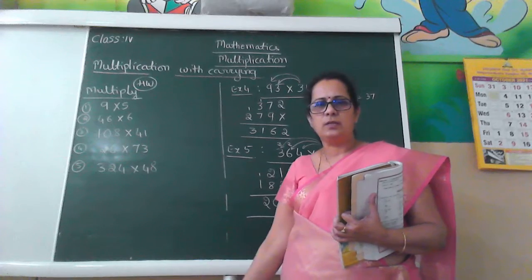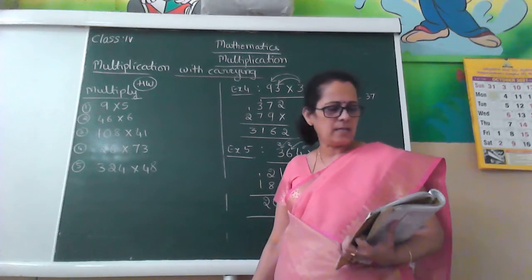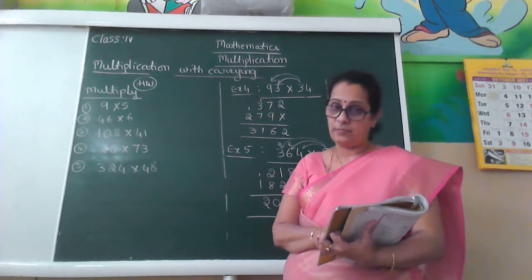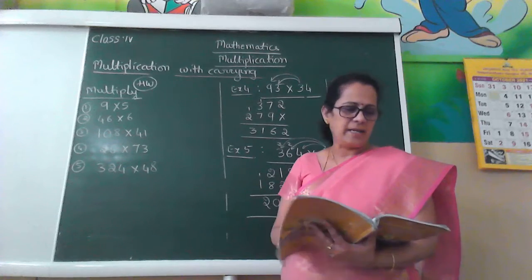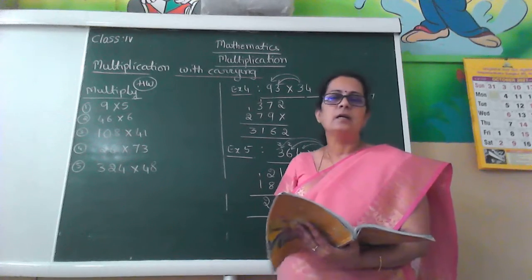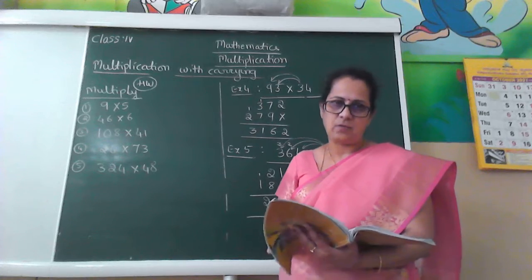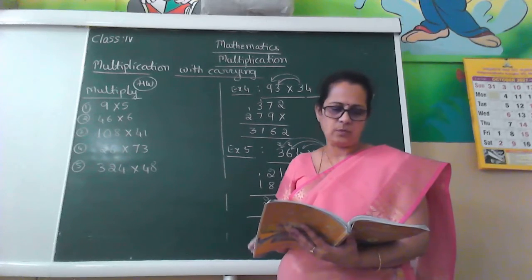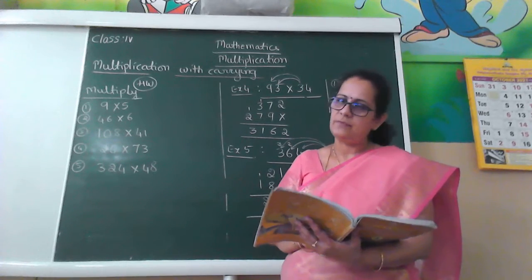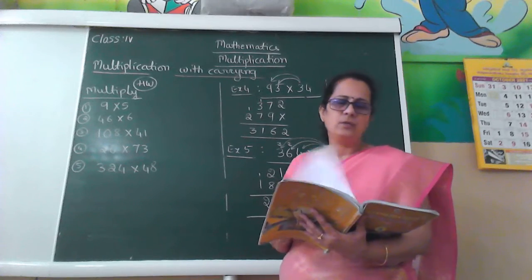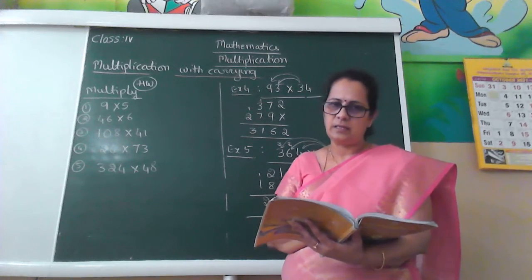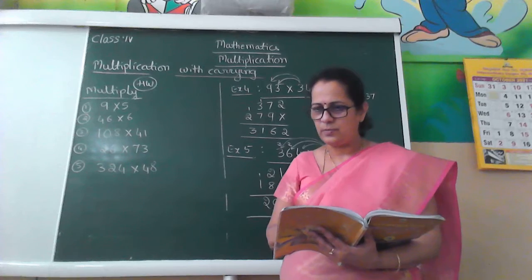So I think this is your last class of this multiplication. Next week anyhow vacation is there. 1 week up to 20th you have got vacation, isn't it? Afterwards we'll do another chapter, that is division. So multiplication, this much is over.